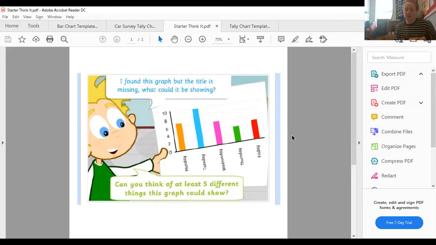There are millions of different ideas. It could be hundreds of ideas. So we want you to think of 5. Go away and think of them, jot them down, and we would love to hear your creative ideas of what this graph could represent. Pause me and then come back to us when you've done 5 different ways of what this graph could be showing.